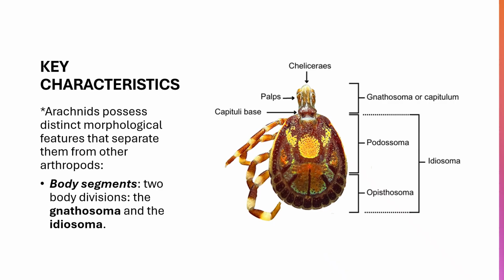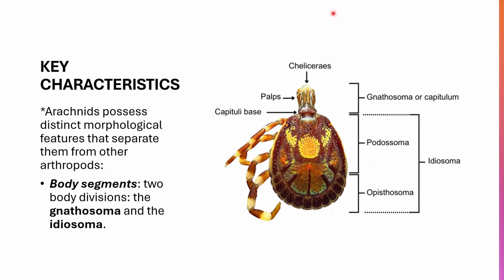Arachnids possess distinct morphological features that separate them from other arthropods. In terms of the body segments, they have two body divisions, the gnathosoma and the idiosoma. The diagram shows the general morphology of the subclass Acari, particularly of the adult Amblyomma spp. So as shown in the diagram, we have the gnathosoma or the capitulum as the first body segment, and the other one is the idiosoma.